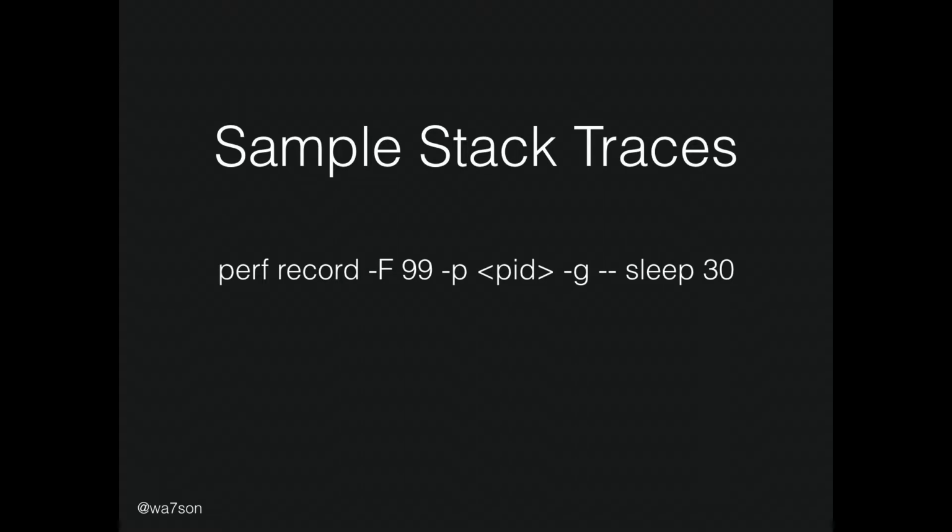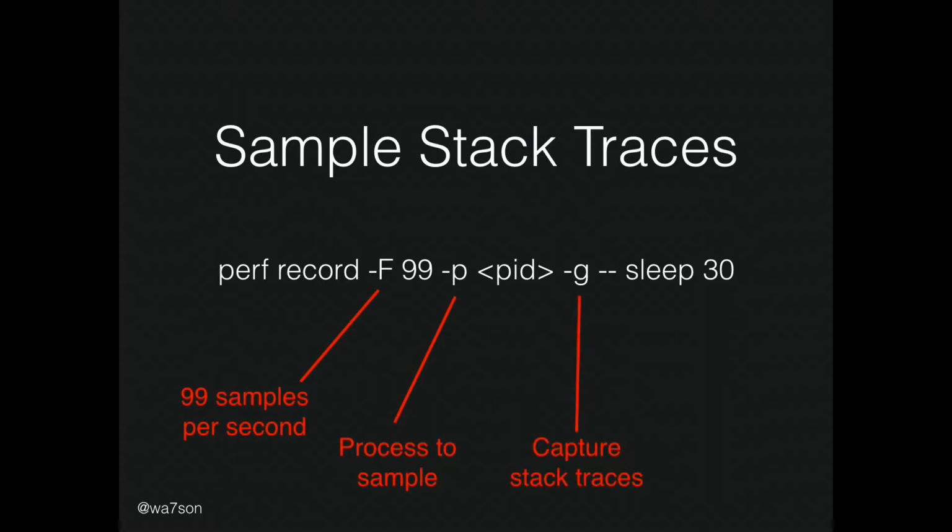And you can ask it to go into record mode. And then you can say, I want to sample 99 hertz. So I want to take 99 samples per second of what goes on inside a process. And you can give it the process ID that you want to sample. And you can ask it to capture these stack traces. And you can say, do this for 30 seconds. So look at this node process for 30 seconds, and 99 times a second, take a stack trace.